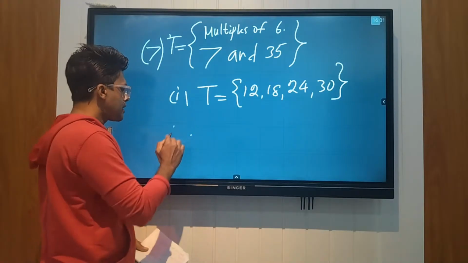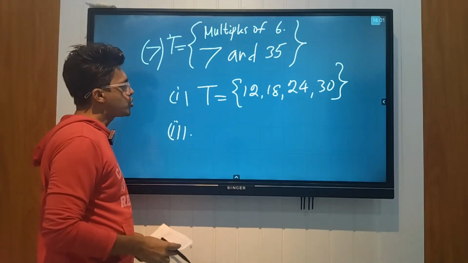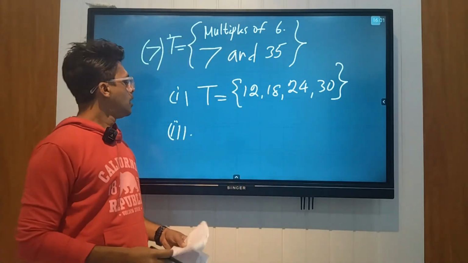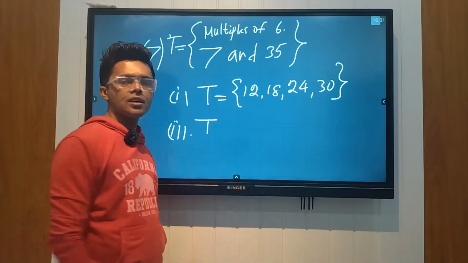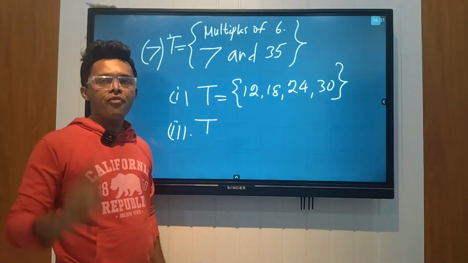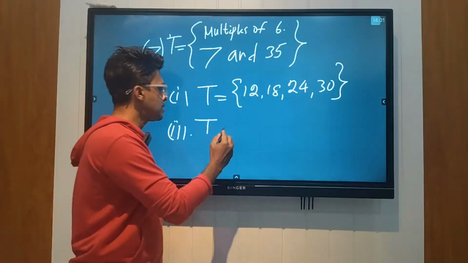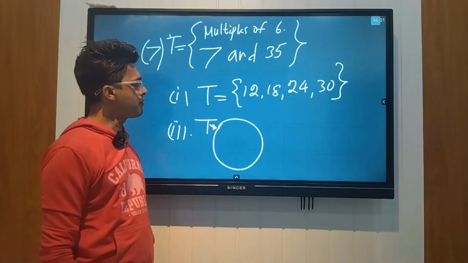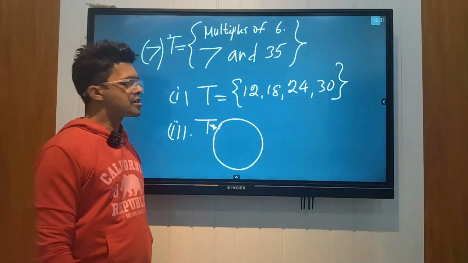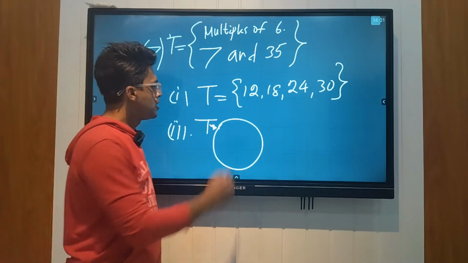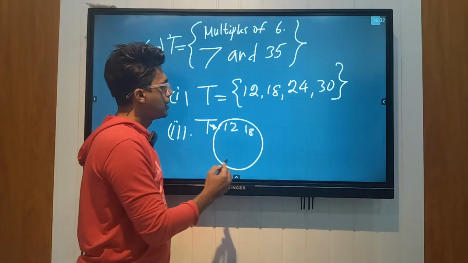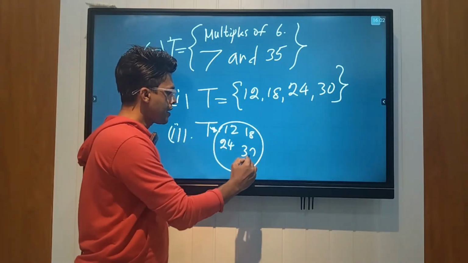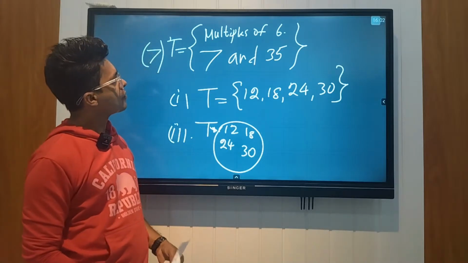The other question here, you need to express the set T in a Venn diagram. Don't forget, these elements can be entered in this circle. This is the Venn diagram of the set T. So 12, 18, 24 and 30 should be written in this circle.